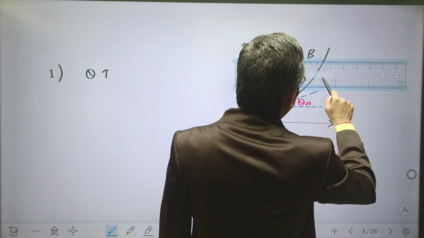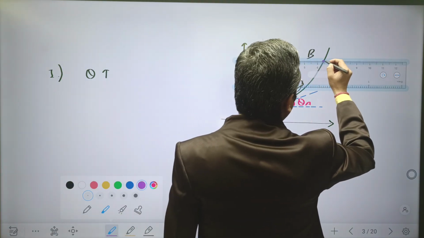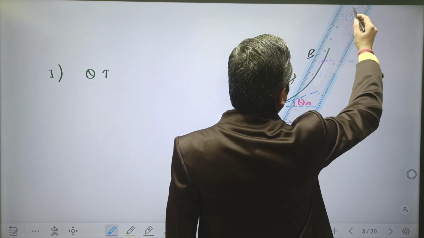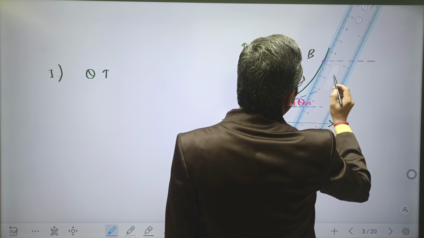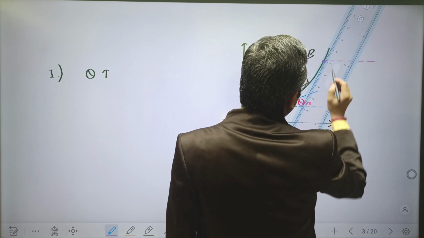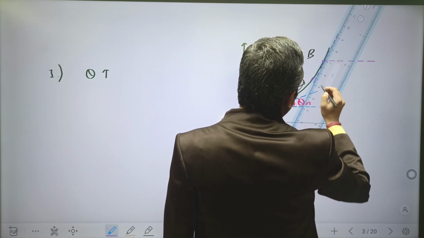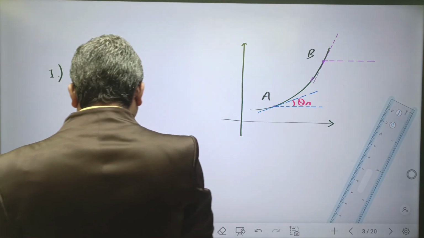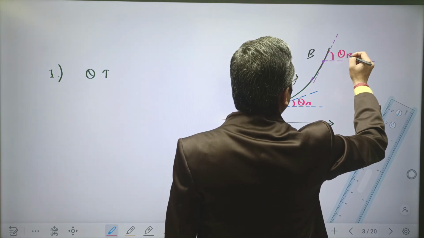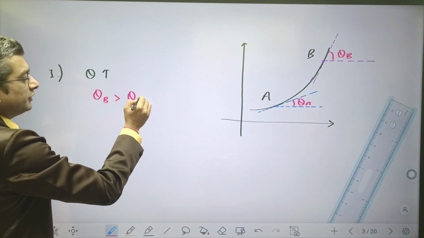What we do, first of all, we draw a line parallel to the x-axis. So we are drawing a line parallel to the x-axis. And the second step is to take the tangent that passes through this point, and the angle between this tangent and the line is theta B. Now as we can see, theta B is greater than theta A.